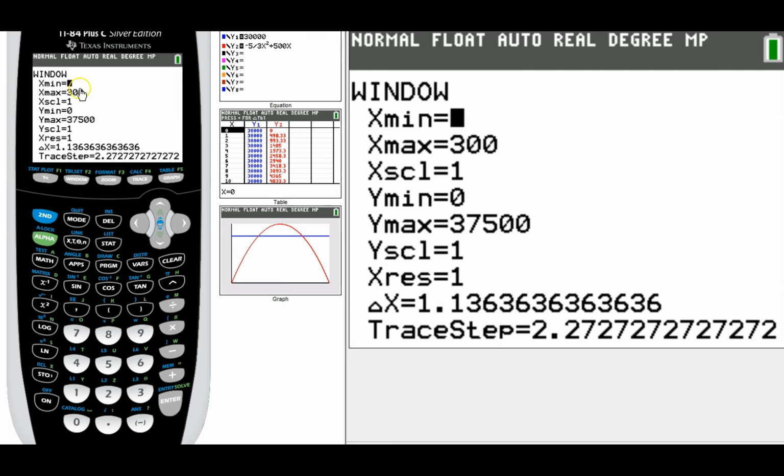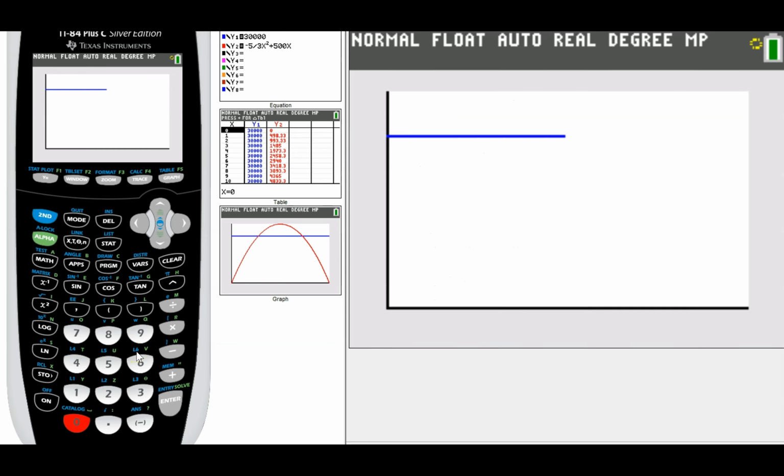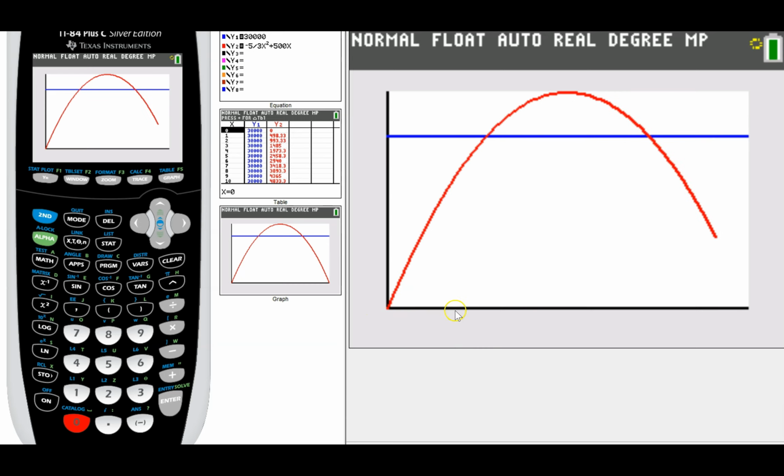We know our width can't go less than 0. It can't go more than 300. So now if you hit zoom 0, it will fit it to that realistic domain. So there is our 30,000 line, and here comes all of our areas. So as our width goes along here, our width is increasing from 0 to 300. So as our width increases, I can even hit trace and follow it. Scroll down to the red. Let's put 0.